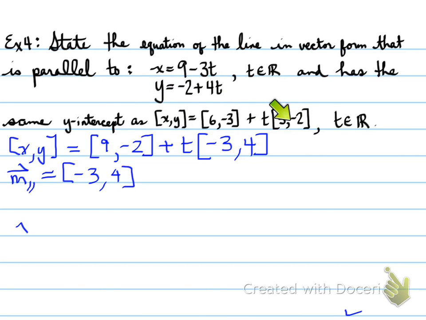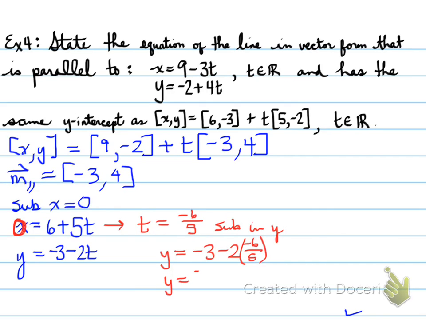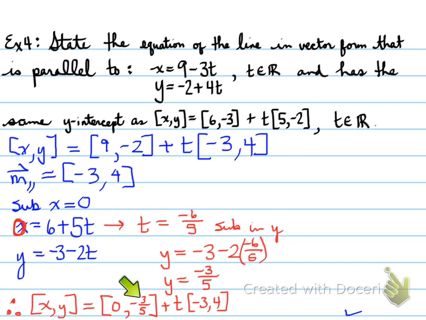What makes a y-intercept here? Well, x has to equal 0. So if we put it into parametric form, what we can do is set x equals 0, find the t value that makes x equal 0, and plug that t value in for y to find our y value. It turns out our y value is -3 over 5. So finally, our vector form equation is going to be (0, -3/5), that is our fixed point, plus t times (-3, 4).